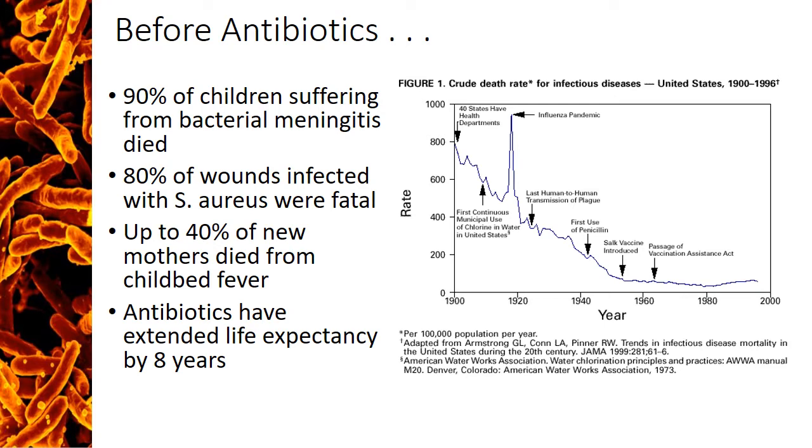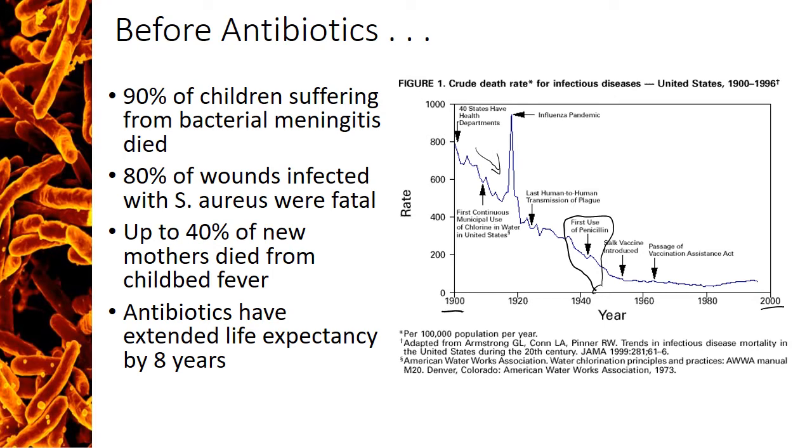But the other thing I want you to notice is that this chart here shows the death rate for infectious diseases in the United States from the 1900s up to 2000. And what you should notice is that there's a pretty steady decline in the number of deaths from infectious diseases well before penicillin was first introduced. So penicillin was first used in 1942, and you notice death from infectious diseases had been decreasing.